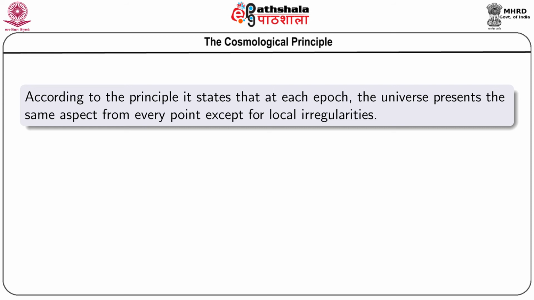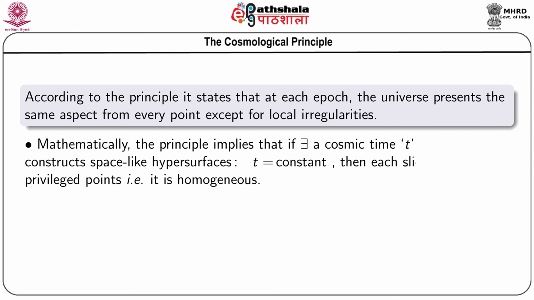Now, according to this principle, it states that at each epoch the universe presents the same aspect from every point except for local irregularities. That means, for every point it looks homogeneous. Mathematically, the principle implies that if there exists a cosmic time t and one constructs space like hypersurfaces, that is t equals constant, then each slice has no privileged points, that means it is homogeneous.